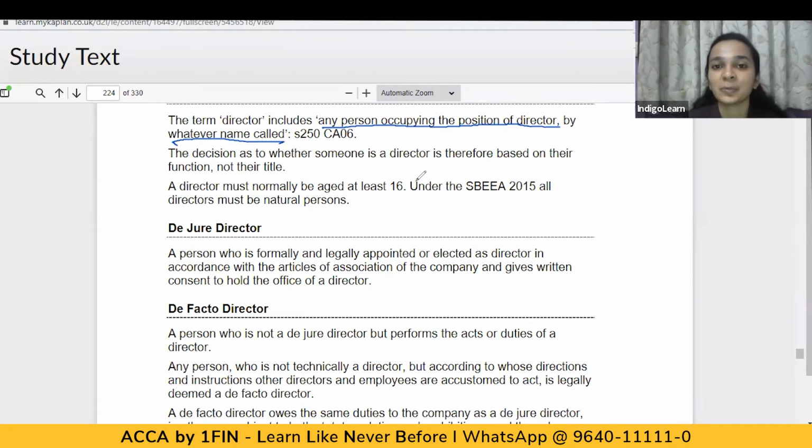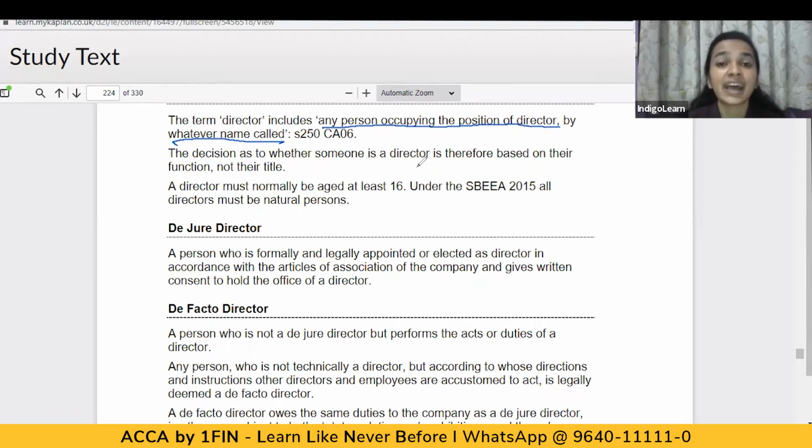To decide whether a person is a director or not, we do not look at the title. There may be some employees in the company who have been given the designation of a director, but their functions are not those of a director of the company. They are not a part of the board of directors. So, in order to decide whether a person is a director or not, we have to look at their functions, what different functions they are performing in the company, and not only at their designation or title.